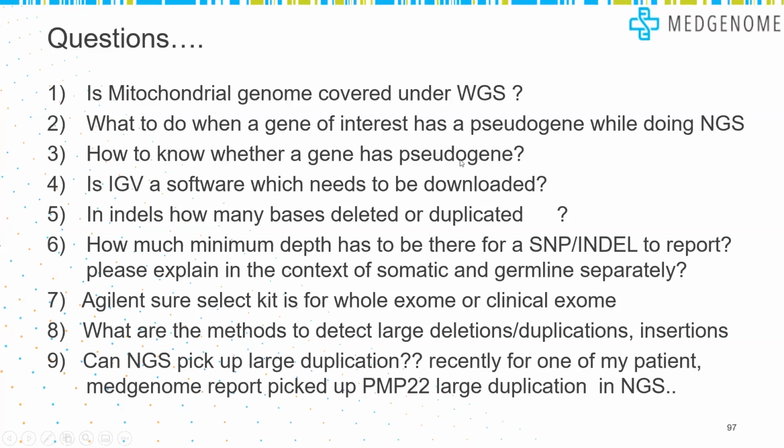How to know whether a gene has a pseudogene? Well, there are 2 or 3 databases. In pipelines, they are included already, so the bioinformatic analysis pipeline tool already has it, but you can always download it from pseudogene.org or genecast.org. These are 2 or 3 databases which can give information whether your gene of interest has one pseudogene or multiple pseudogenes. Another question was whether IGV is a software and needs to be downloaded. The answer is yes. It is a software by Broad Institute, so it can be downloaded from the Broad Institute website.